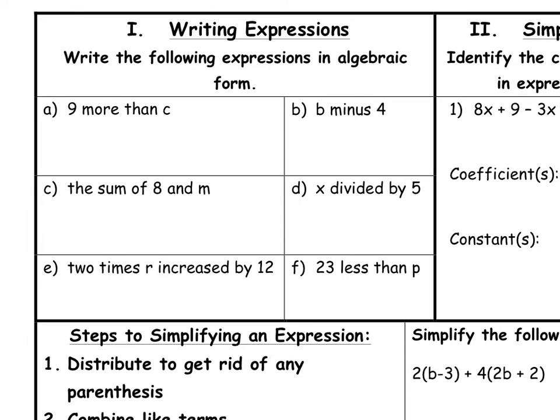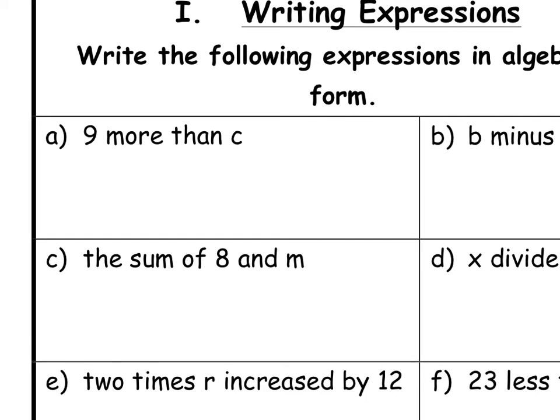So writing expressions. Write the following expressions in algebraic form. So we're going to take these expressions right here that are in English, and we're going to write them in algebraic form. So going back to our list from before, 9 more than C. We know that more than means addition, so it's 9 more than C. Does it make a difference if you put C plus 9 or 9 plus C? It really doesn't, because addition is commutative, but if this said something like 9 less than C, the C would have to come first.